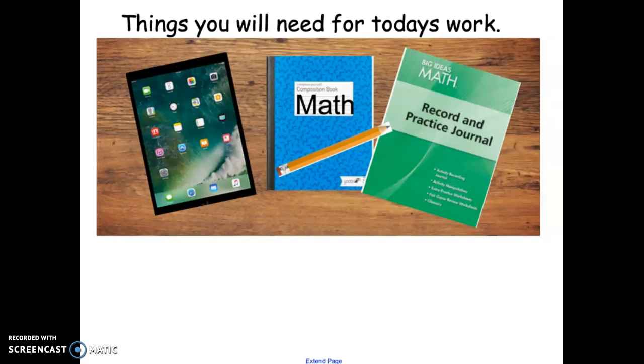So here are the things that you're going to need for today: your iPad, a pencil, your math journal, that's the green, and your math notebook. If you don't have your math journal, I've posted these pictures or this PDF, your journal pages, in Schoology. So, all right, let's get going.